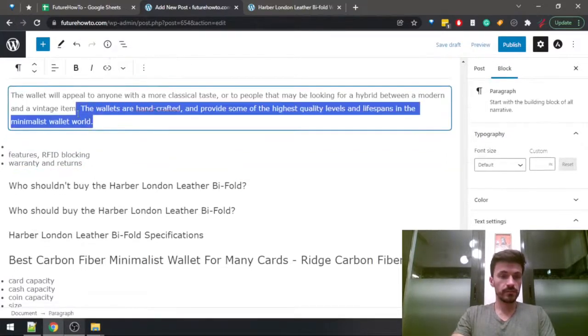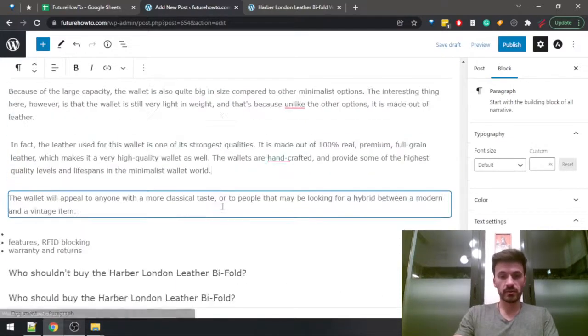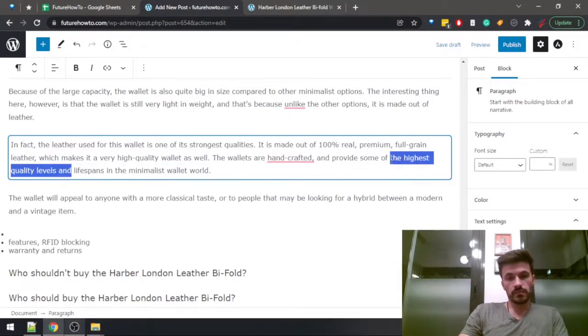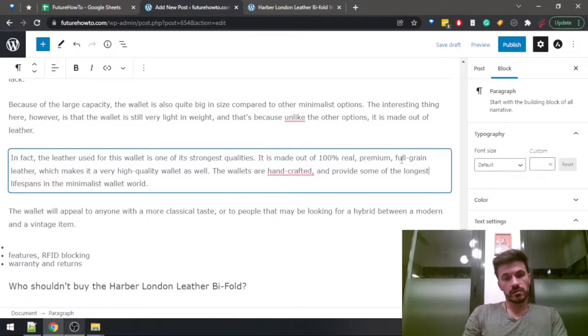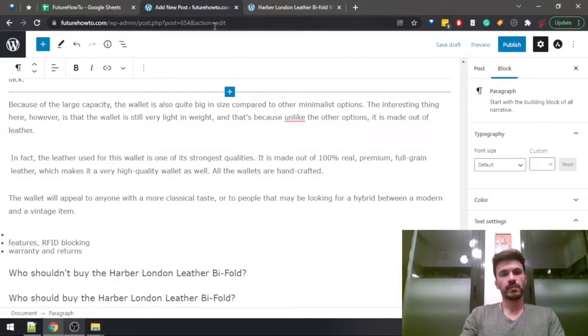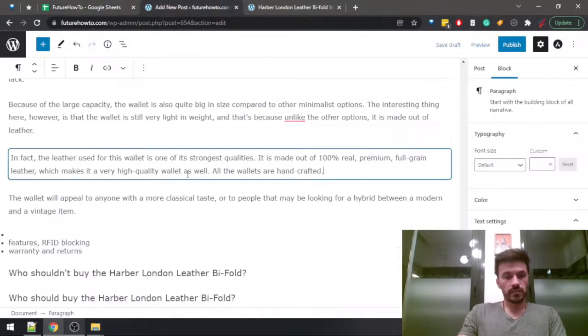Okay, this should go here. I think it's better. Okay. Some of the longest lifespans in the minimum. Nah, I'm not loving that. I'm gonna remove that. All the wallets are handcrafted. That's good. Coin compartment, magnetic closure, pull tab.